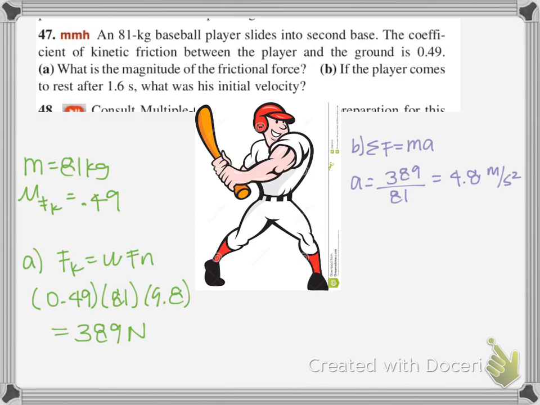So you have your acceleration, your v initial. Your v initial is what you're trying to find. Your v final will be 0 because it comes to rest, and your time is 1.6 seconds. So using kinematics, you can plug in the values and find that your v initial will be equal to 7.7 meters per second.